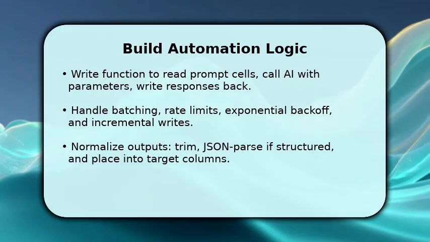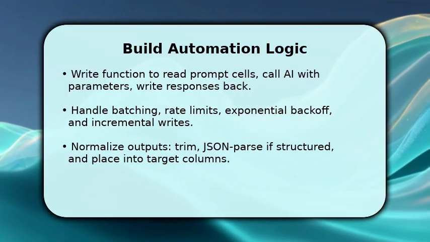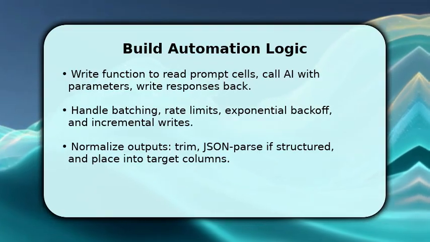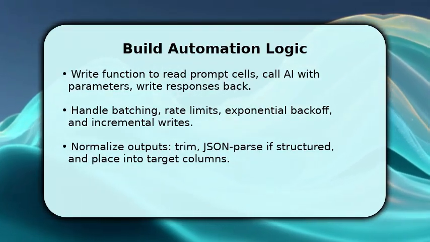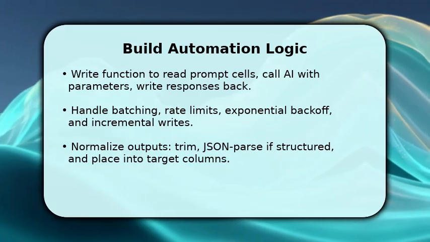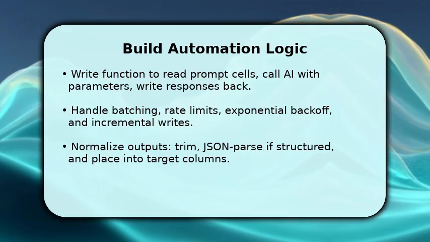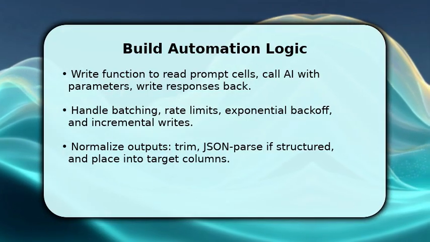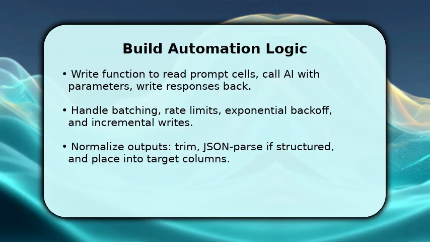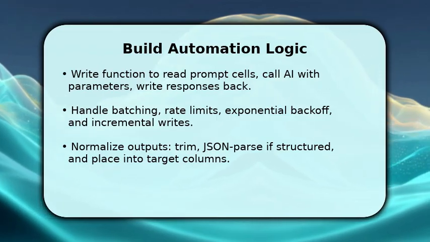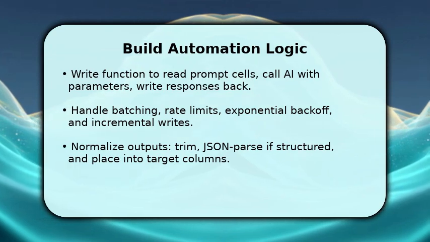Now implement the core workflow. Read prompt rows and send batched requests to the AI using model parameters stored in your sheet so you can tweak temperature or max tokens live. Once responses return, parse and normalize them, trim whitespace, JSON parse structured outputs, and split fields into columns. Also add retry logic for rate limits and write progress markers so partial runs don't duplicate work. This middle stage is where reliability and clear data mapping matter most for scalable automation.